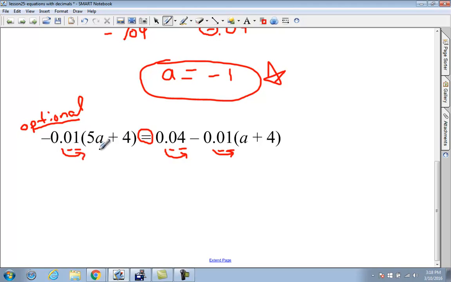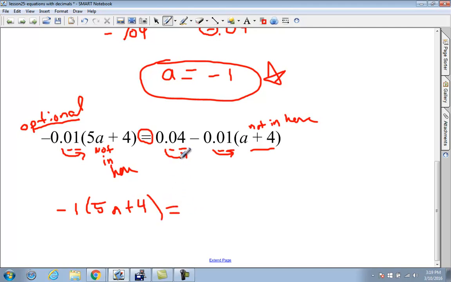Now remember, note to self, not in here. Don't do that to things that are inside the parentheses, because they'll be affected by the distributive property later. So note to self, same thing in here. Don't mess with what's in there. So, long story short, I'm going to do a rewrite and clear the decimals. So if I slide 2 to the right, I'm going to have -1 times 5a plus 4. And this is just a nice way to get rid of your decimals in a legal way.